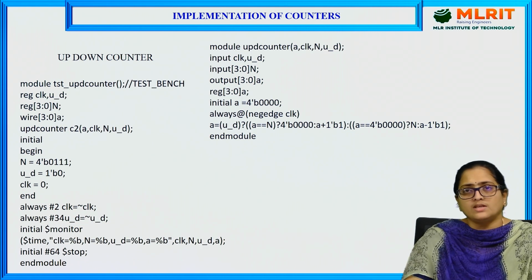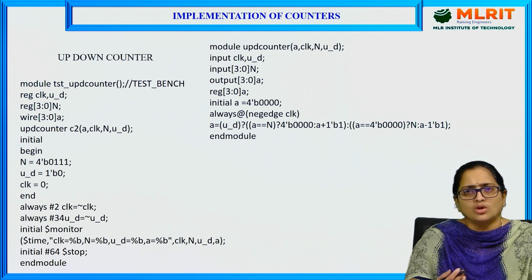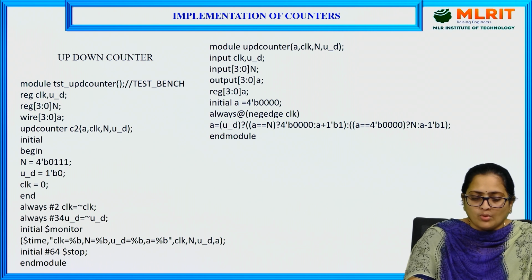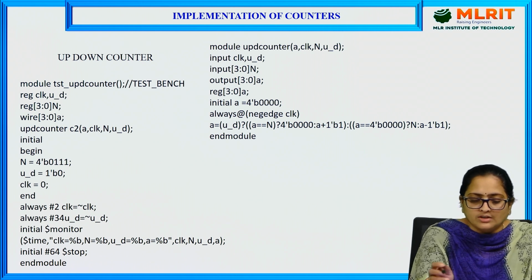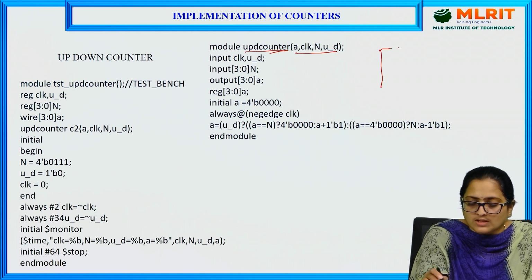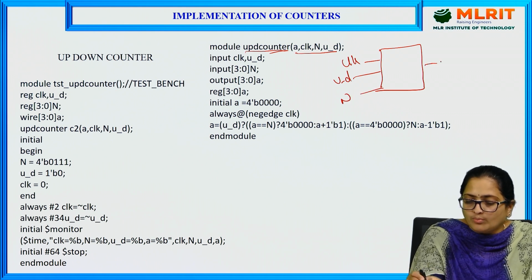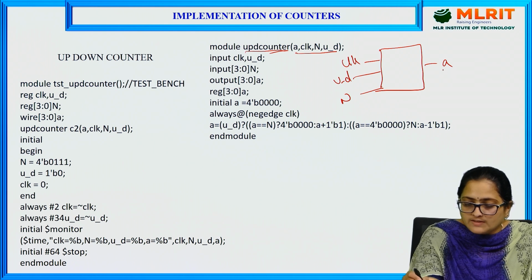The next one is, instead of writing an up counter and a down counter separately, you can write an up-down counter within a single program. As usual, as we just discussed, the module is given with the module name and these are the ports. For these ports, the inputs are declared as clock and the up-down counter control, as well as N as an input, and the output is given as A, where A is a 4-bit vector and N is also a 4-bit vector.